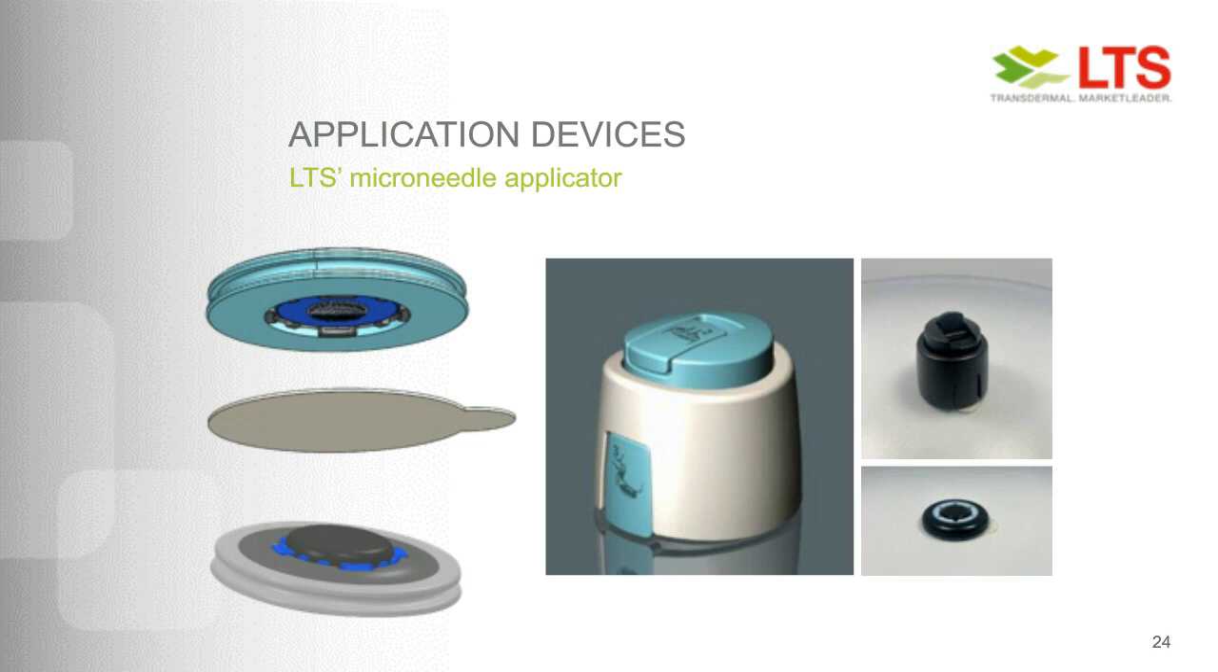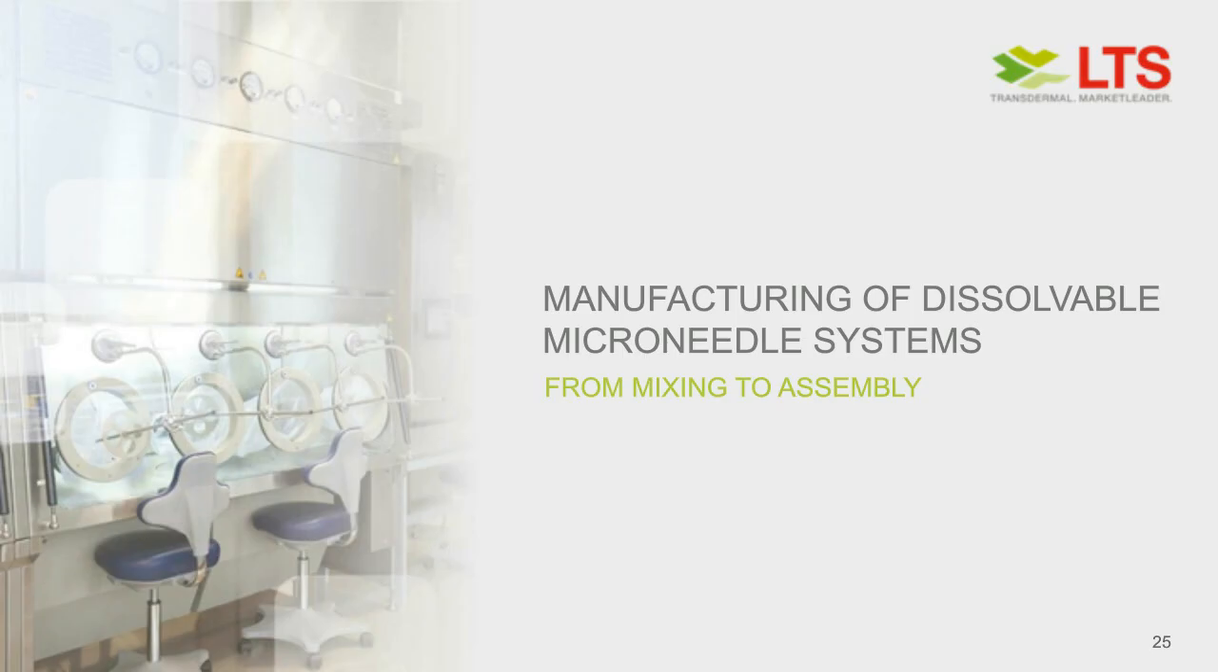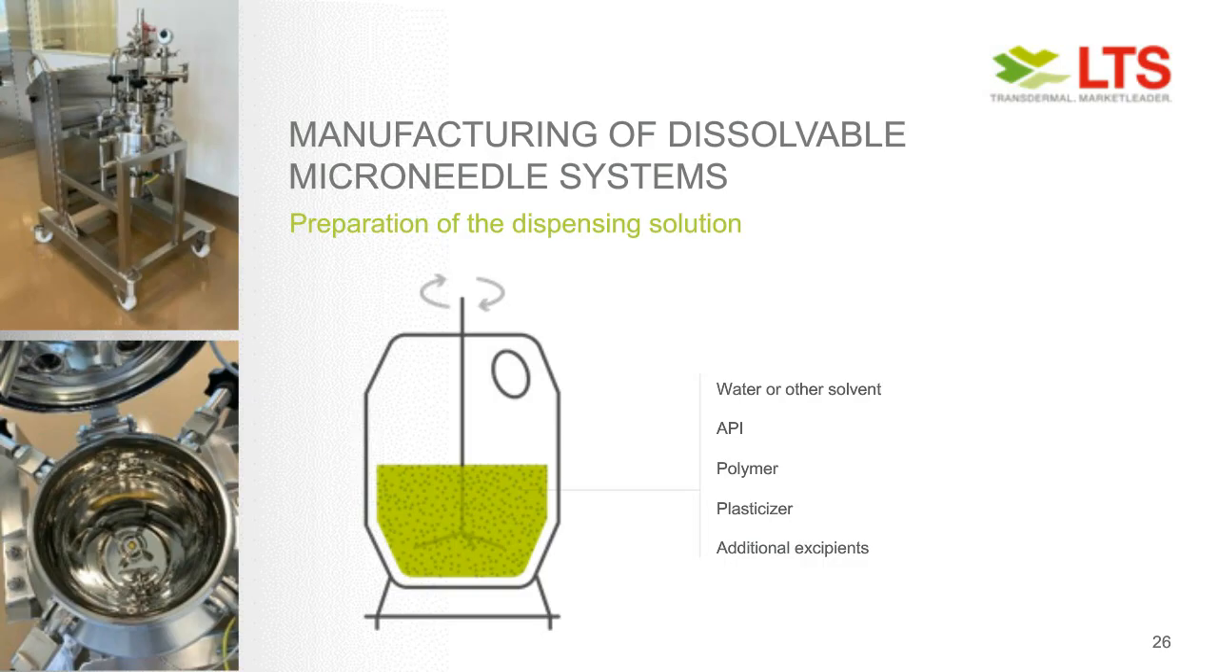Jumping to the next point is the manufacturing of dissolvable microneedles, from mixing to assembly, which gives you a little bit more insight into what LTS actually does and how we do our microneedle manufacturing. So the first step is always preparing the dispensing solution, meaning where the polymer and API come together. This is what the microneedle is made of, if you like.